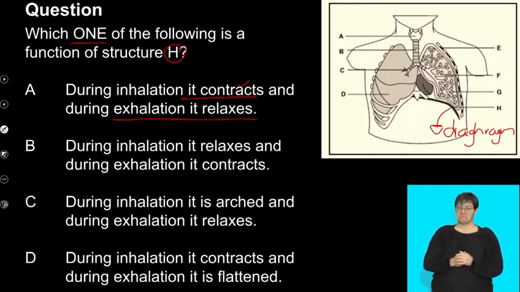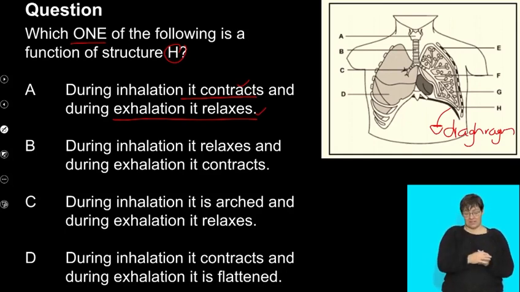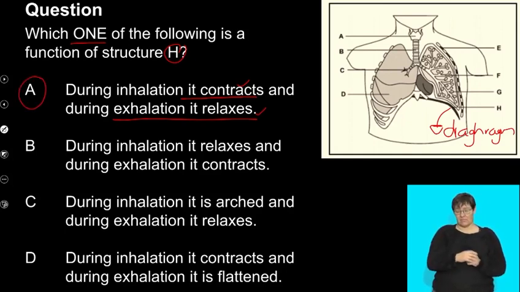So, I've got to number A, and I've already seen that it's correct. But I always go and just double check my answers to make sure that I've got it right. So, I'm circling A, but I just want to double check. Maybe I've got it wrong. During inhalation, it relaxes. And we know that it's the opposite way around. During inhalation, it is arched, yes. And during exhalation, it relaxes.